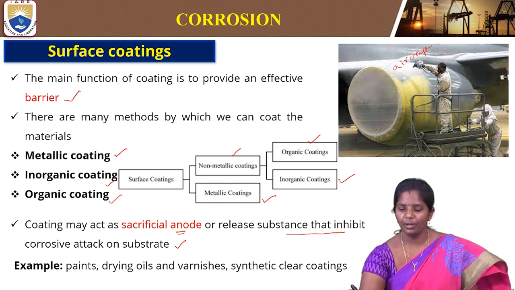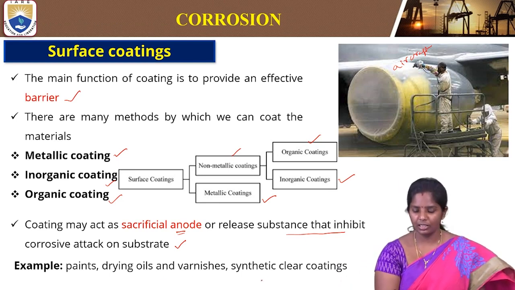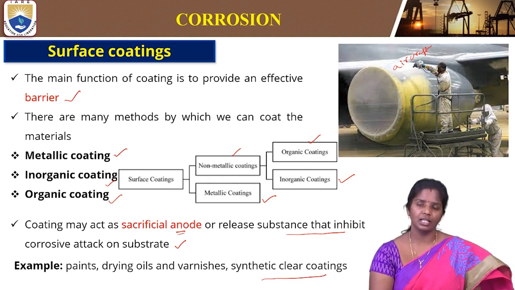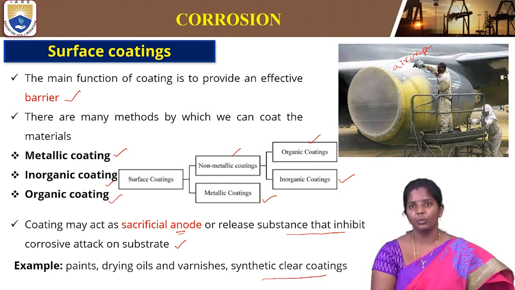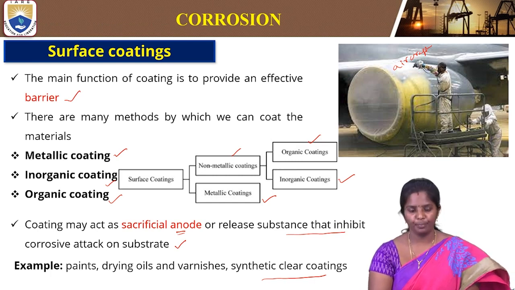So he is coating with a paint. This paint becomes a sacrificial anode and it will protect the base metal. Examples are paints, drying oils or varnishes, synthetic clear coatings. These are some of the examples. We will see in detail, one by one, different coatings and their applications.